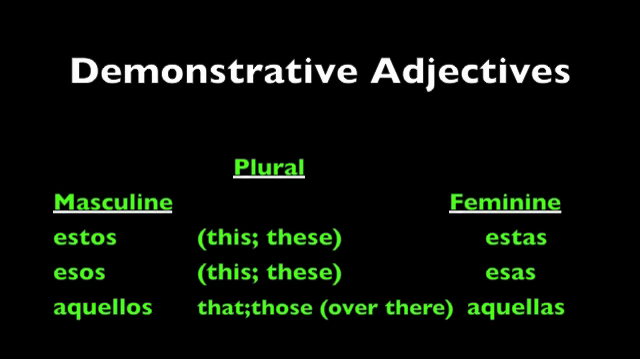Let's look at the plural. Masculine is estos, esos, aquellos. Feminine, we have estas, esas, and aquellas. Notice that they mean the same thing: this, these, that, those, over there.